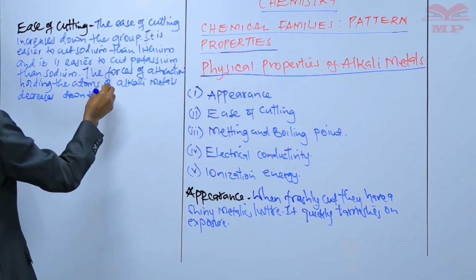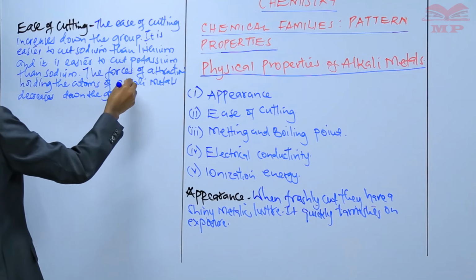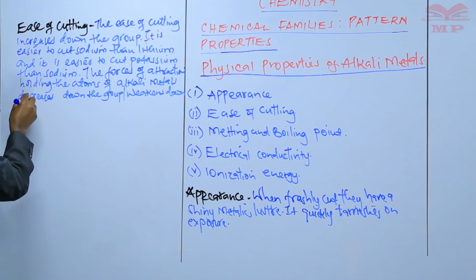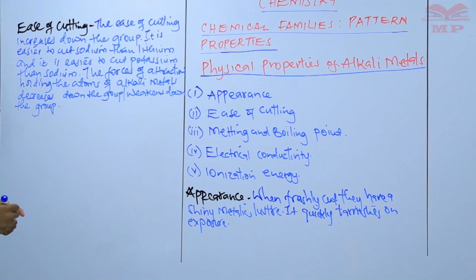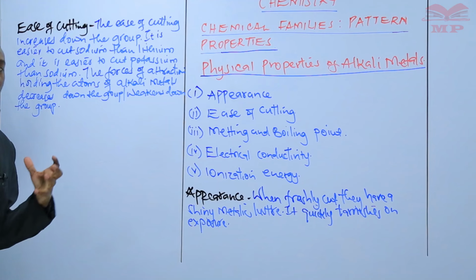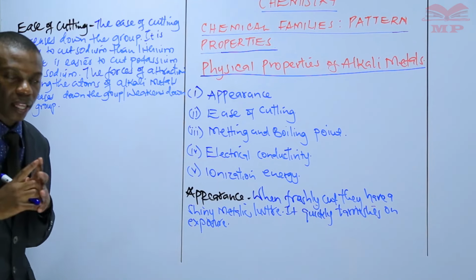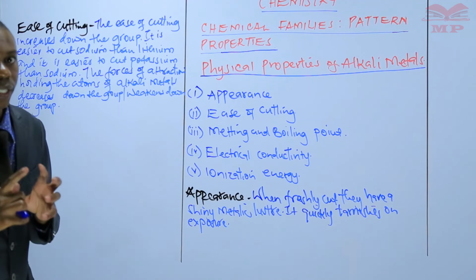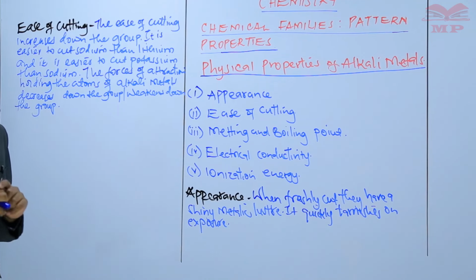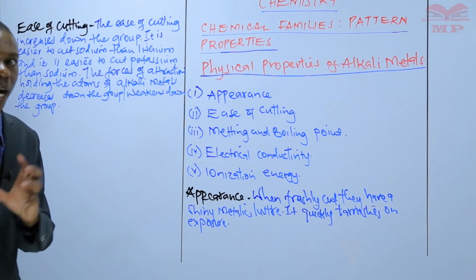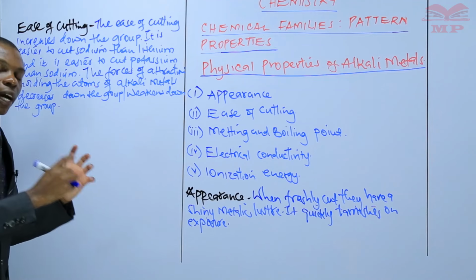Or you can say the ease of cutting increases down the group. The forces of attraction holding the atoms of alkali metals weaken down the group. This means that the forces of attraction holding the atoms of lithium together are stronger than the forces of attraction holding the atoms of sodium together. And the forces of attraction holding potassium atoms together are weaker than the forces holding the atoms of sodium together.